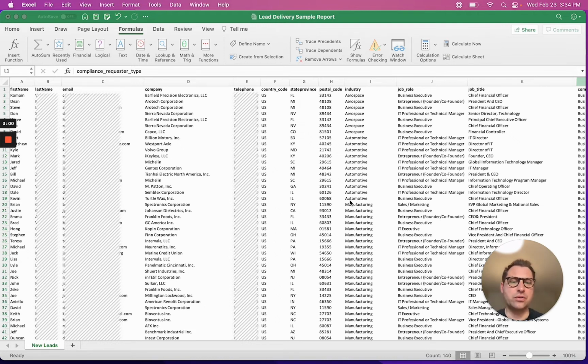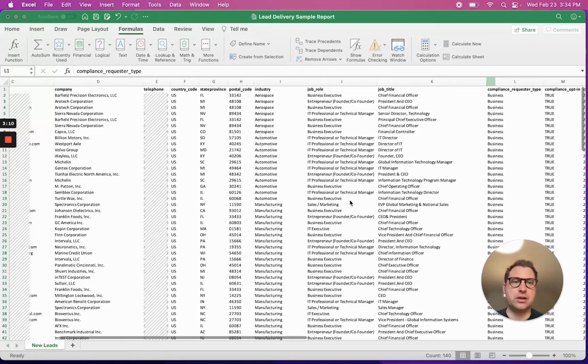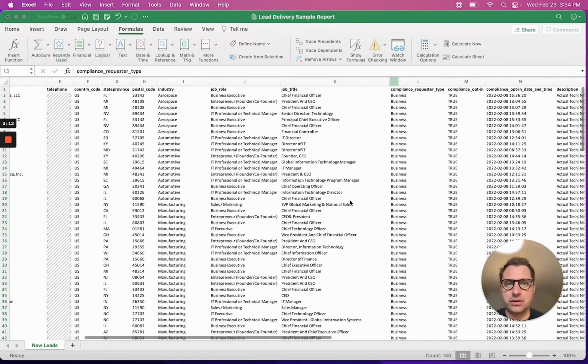We also break out the job role. So, are these business executives? Are they IT executives? Are they folks who are at the management level and so forth? And then also the titles that were involved here. So we were able to garner leads from CFOs, CTOs, CEOs, directors of IT, exactly who this client was looking to target. And so we're super happy with how those results came out.